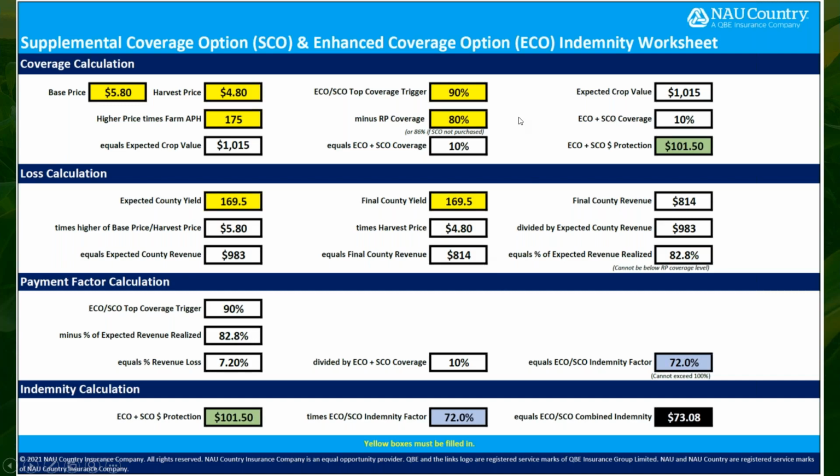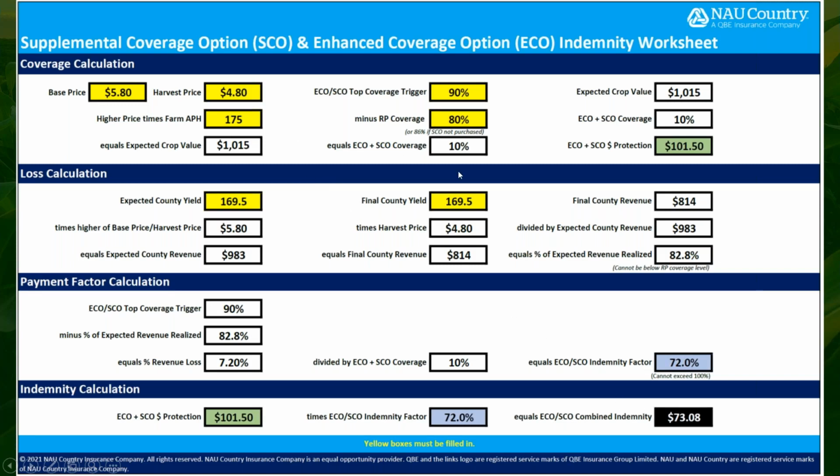Which falls below the trigger at 90% on this policy. So we ended up having a 7.2% loss in revenue. Divide that by the band of 10%, get 72%. So we're going to collect 72% of this green box, this 101.50, which gives us an indemnity check of $73 an acre. So the only reason we got paid here was because of the drop in the price. Yield was flat, but because price went down $1, we got a check for $73.